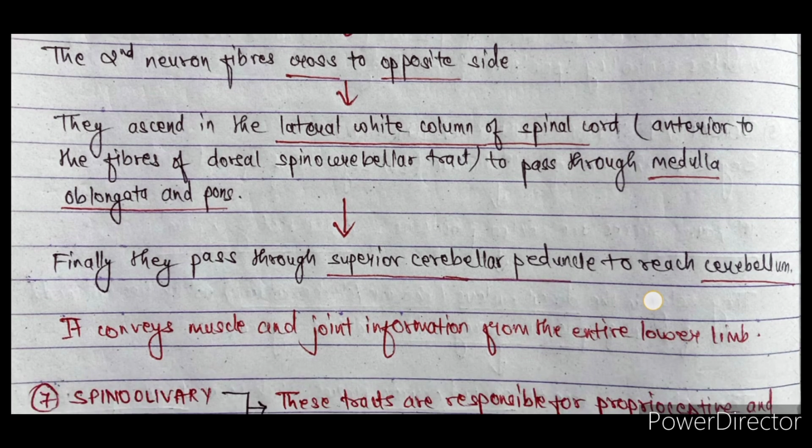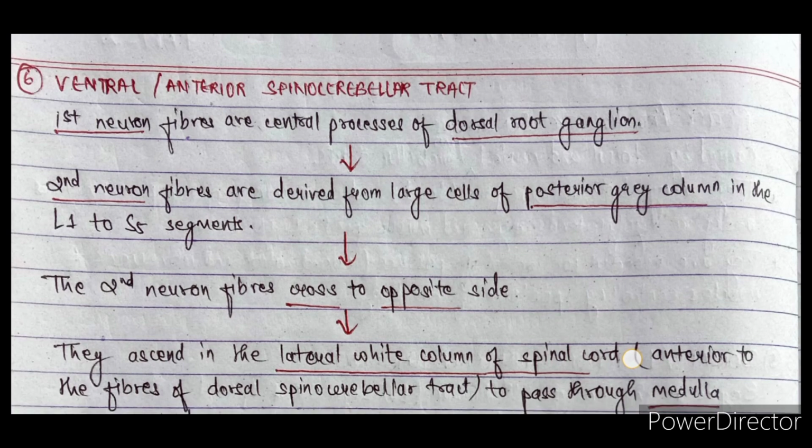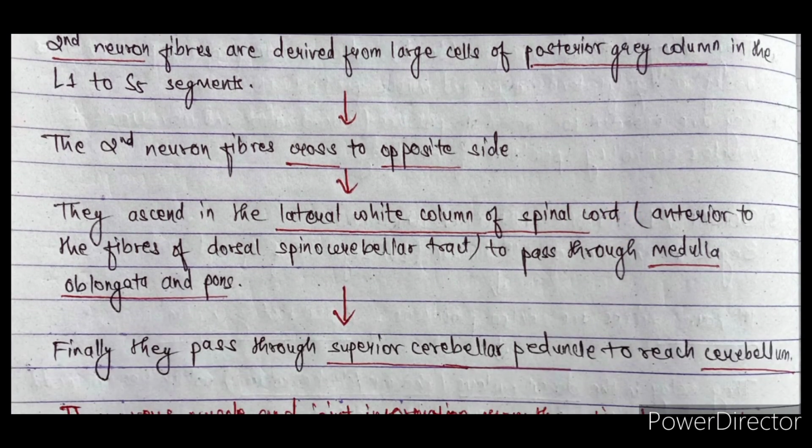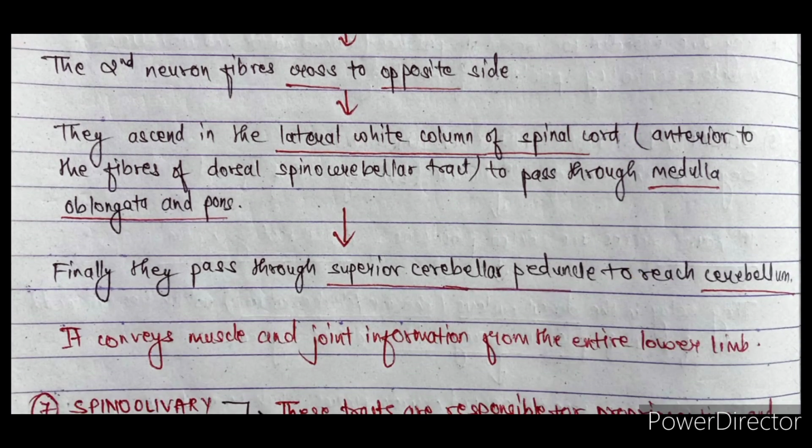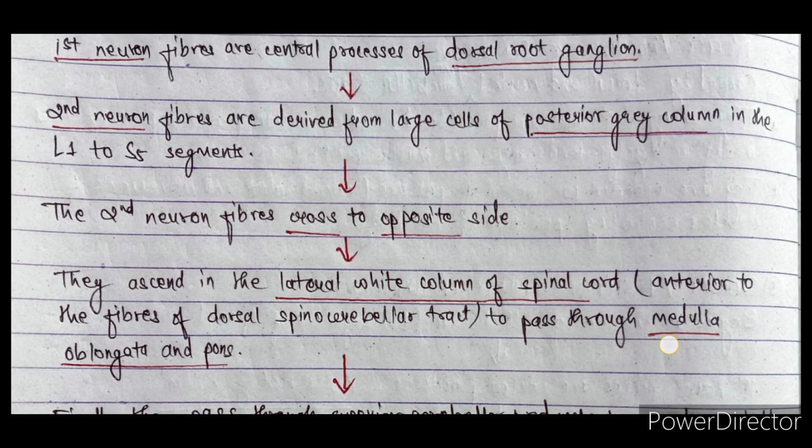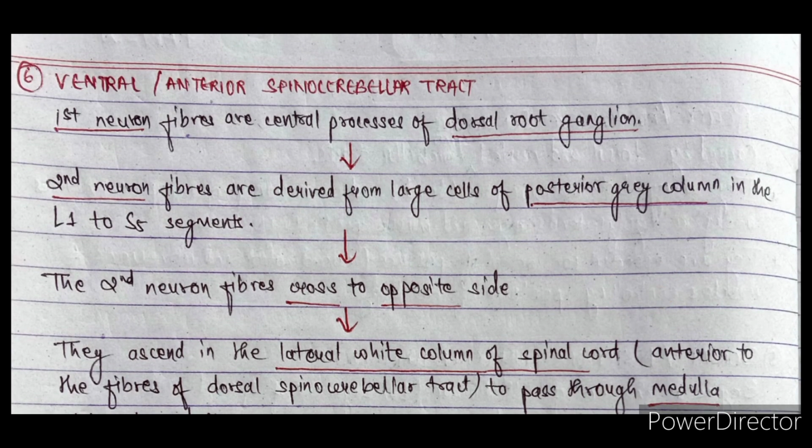The function of the ventral or anterior spinocerebellar tract is that it conveys muscle and joint information from the entire lower limb. The important thing is that in the dorsal or posterior spinocerebellar tract, the fibers were uncrossed, while in the ventral or anterior spinocerebellar tract, the fibers are crossed.